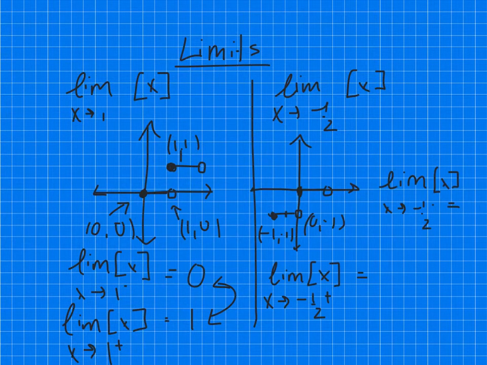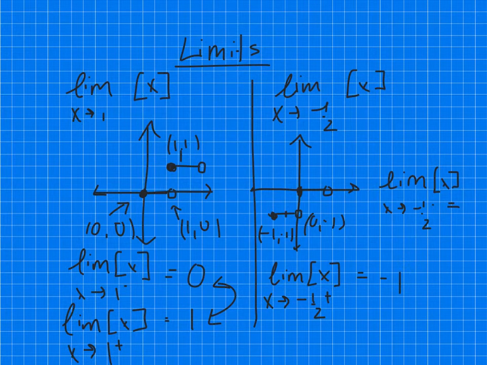But if we look at the same function, but with a different approaching value, so the limit of the greatest integer function of x as x approaches negative 1/2, the answer changes. Because if we begin here and look at the positive side, if we come from this direction, and we're approaching x equals negative 1/2, so we're here. So you go this way, then your y value is negative 1. So you would write negative 1.